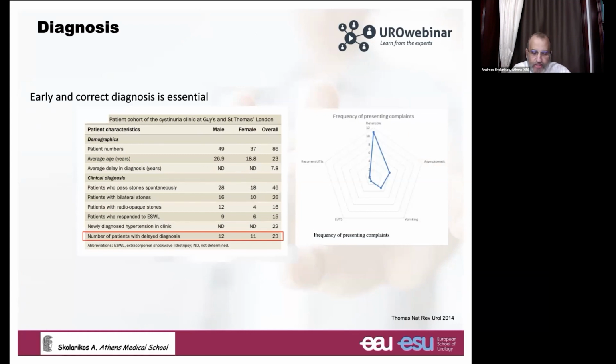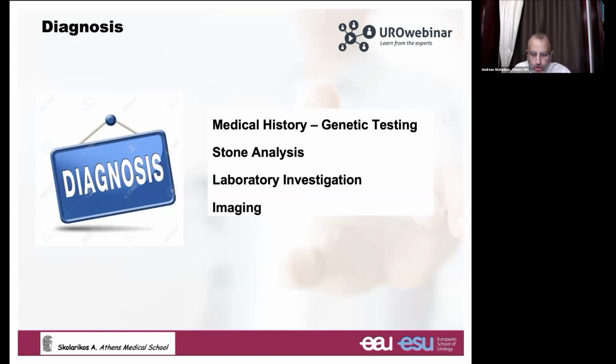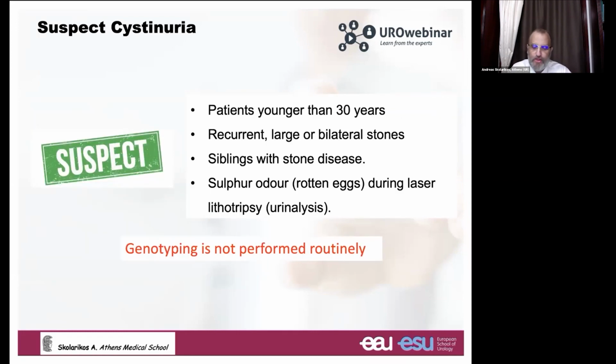Regarding diagnosis, early and correct diagnosis of cystinuria is essential, as 1/4 to 1/3 of the patients present with a late diagnosis. Important but not obligatory tools to diagnose cystinuria and cystinuric patients are medical history, genetic genotyping, stone analysis, laboratory investigations, and imaging. We should suspect cystinuria in patients younger than 30 years of age with large or bilateral stones, or those with siblings with stone disease. Genotyping is not performed routinely. It is not actually useful for making the diagnosis, but it is important for genetic counseling within the family.